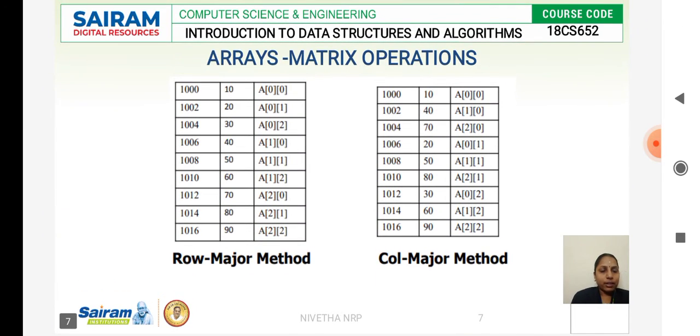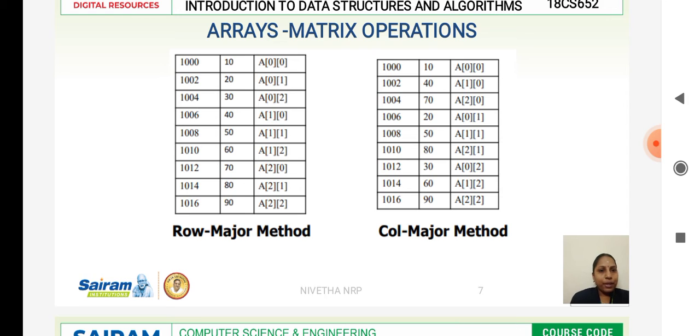We have an example for that. In row major method, we start filling the row first, that is a[0], a[1], a[2], and then we go with the columns. Whereas in column major method, we start filling the column first, that is 0, a[1], 2, and then we start filling the rows. So there are only two basic ways in this matrix method: one is row major method and the other is column major method.